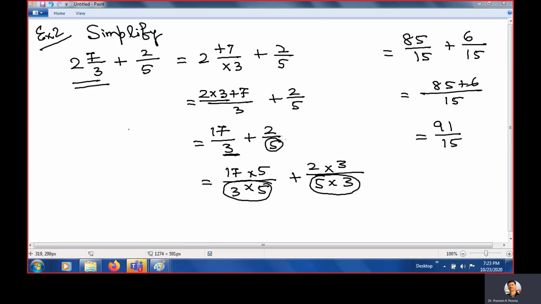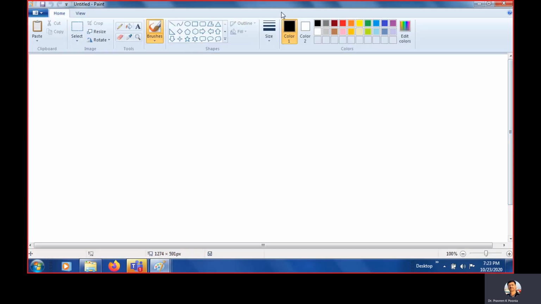One more question we will solve here for subtraction. And how to do it? Look, example 3. It is simplify.